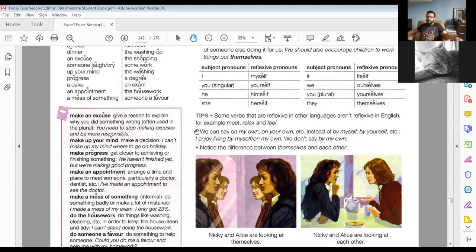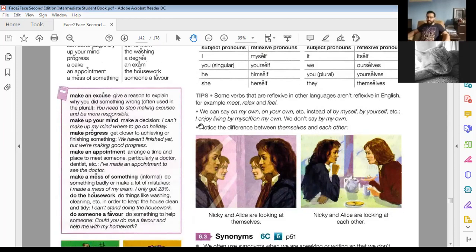Can you read the commentary under the pages, under the pictures? Nikki and Alice are looking at themselves. Nikki and Alice are looking at each other. What's the difference? What's the difference between these two?